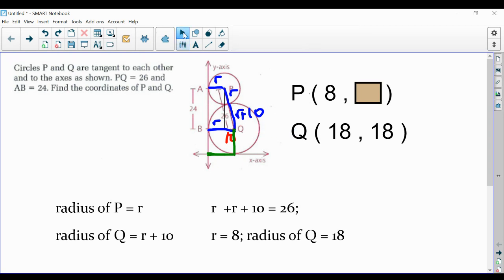So the only thing left to find now is the y-coordinate of P, and that's where this 24 comes back in. So to go over to P, I go over 8, and I go up 18 to get up to this blue line here, to get up to where this side of the triangle starts, and then 24 more. And 18 and 24, that's 42. So the coordinates of P are 8, 42, and the coordinates of Q are 18, 18.